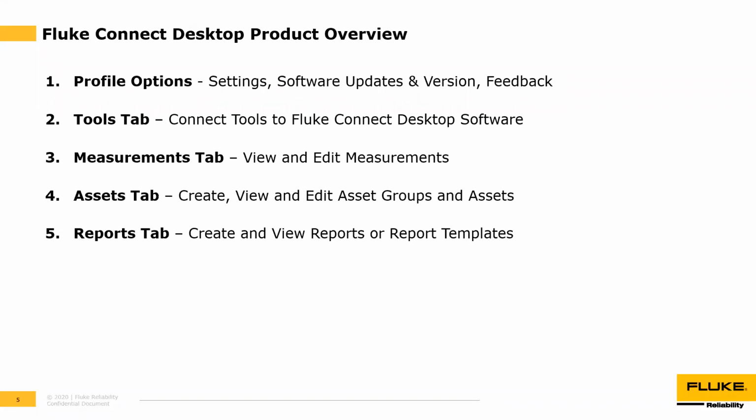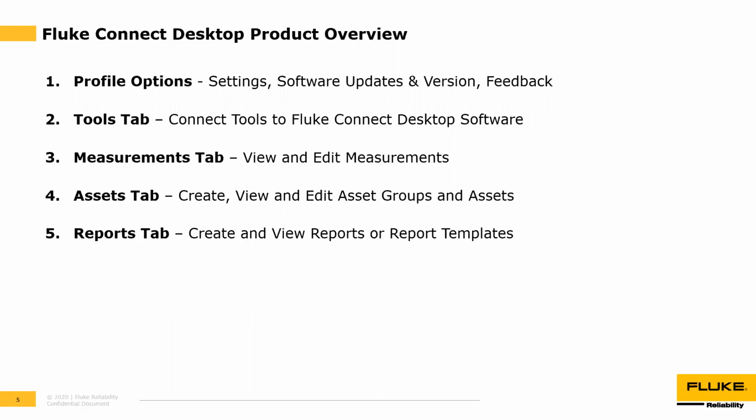In the Fluke Connect desktop software, there are 5 main areas. The first is the profile options. In the profile options, we've got settings, information, software and updates information, and version information, along with the ability to provide feedback directly to our development team. Next, we have the Tools tab. Here's where customers can connect tools to the Fluke Connect desktop software in order to download measurements or thermal images from those tools to the Fluke Connect desktop software.